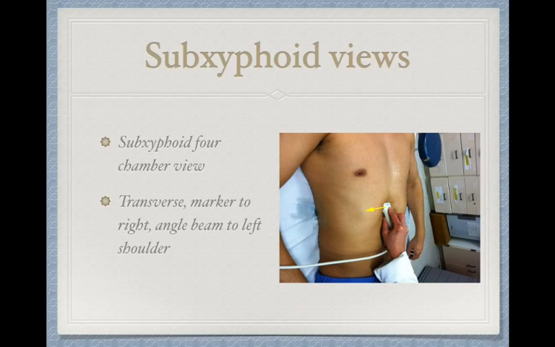Okay, so the last view we moved up to is the subxiphoid view. So we want to be transverse on the heart here. We're going to be putting the marker towards the right of the patient and then angling the beam. So if you think of the probe as a flashlight, you can zoom in here, and the ultrasound beam is going to be coming out kind of like this. So you want this ultrasound beam to be pointed kind of up towards that left shoulder. That'll give you a good axis to get some nice images there.